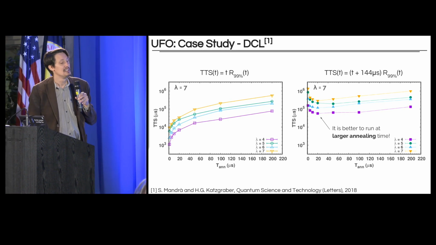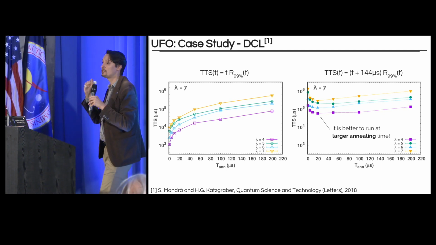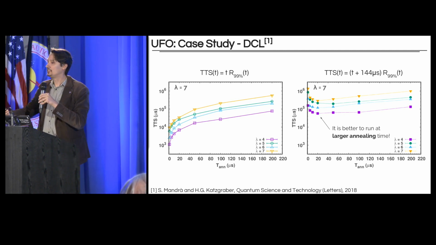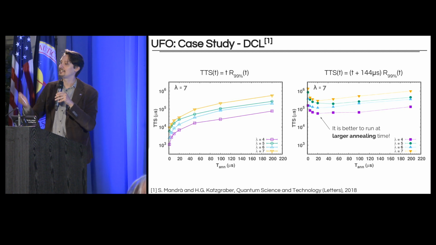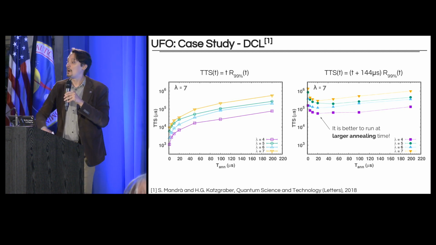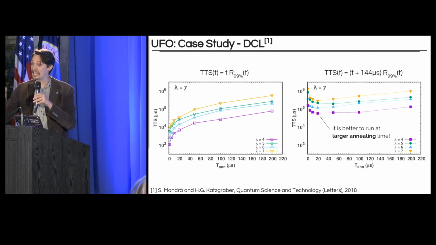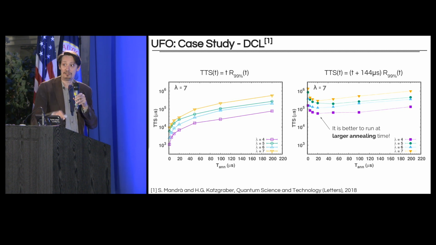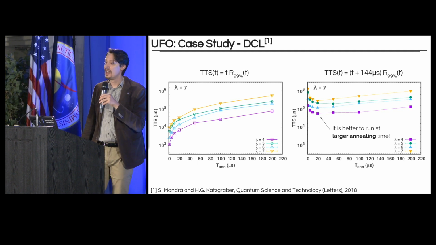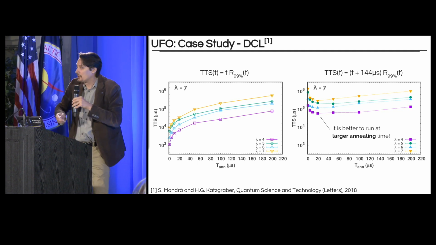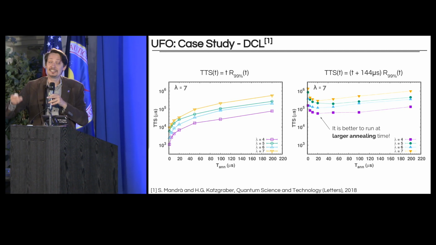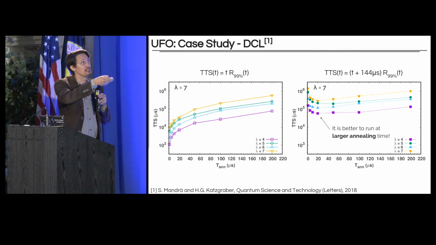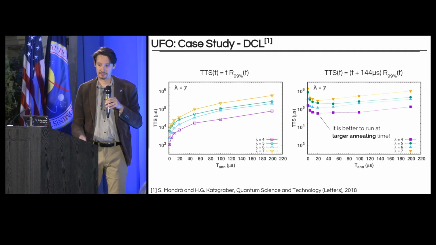And this is very interesting, and the reason is because if I don't consider the initialization time, I prefer to do very fast annealings, but with many repetitions. But now, I'm paying every time I have a repetition, and therefore, I prefer to have a slightly longer annealing, but in that case, I can reduce the number of repetitions.